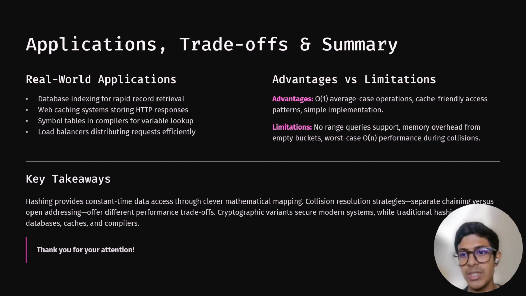Finally, to conclude, hashing is the engine behind rapid database indexing, web caching, and secure password storage. While it offers incredible average case performance, we must always weigh that against limitations such as memory overhead and lack of support for range queries. Ultimately, hashing transforms the way we store and protect information through clever mathematical mapping.